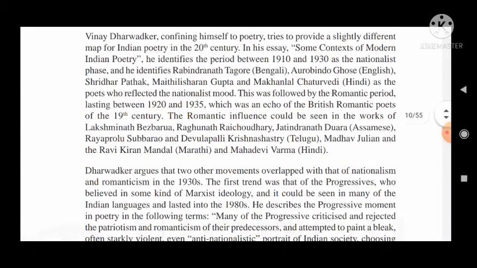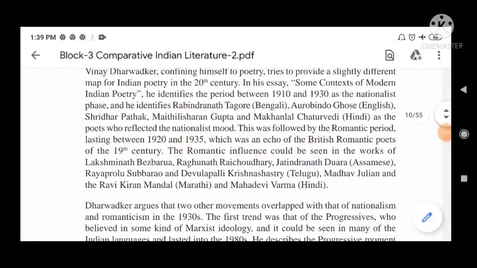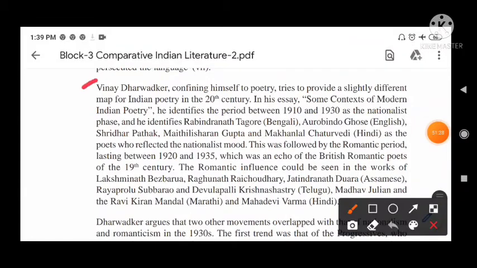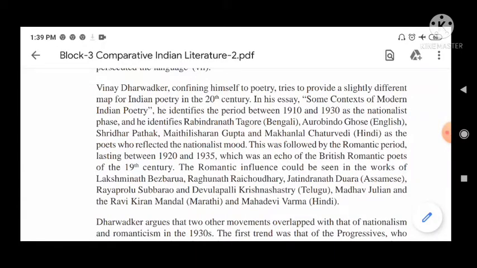So, who reflected the nationalist mood? According to Binay Dharwadkar, the nationalist phase poets were Rabindranath Tagore, Aurobindo Ghosh, Sridhar Pathak, Maithili Sharan Gupta, and Makhanlal Chaturvedi. You can note down these names.